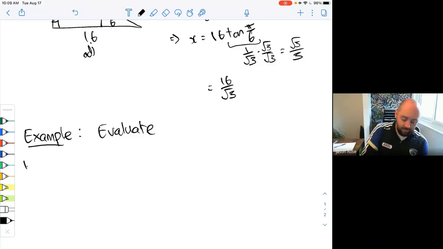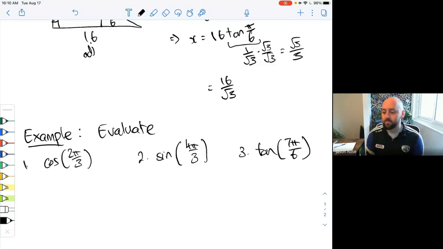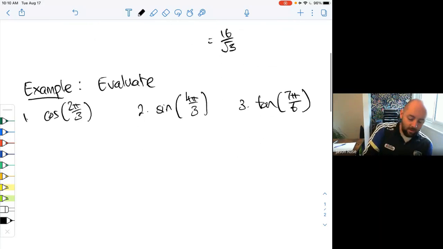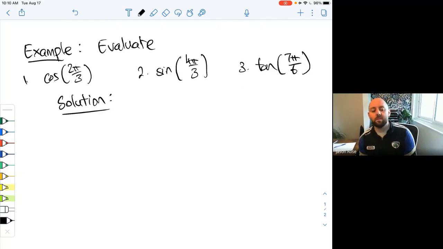So evaluate, let's say first, let's do cosine of 2 pi over 3. We'll also do sine of 4 pi over 3 and tan of 7 pi over 6. Okay, so let's try to remember how to do these. I gave you a little technique to do these. The full version of it is in the notes, but it's almost never necessary to do it. I'm hoping you read through it and digest it, but I'm trying to give you the shortcut here, the quick way to do it.